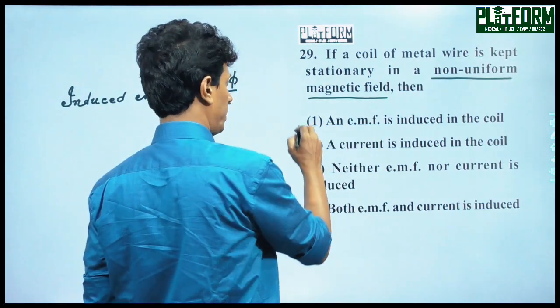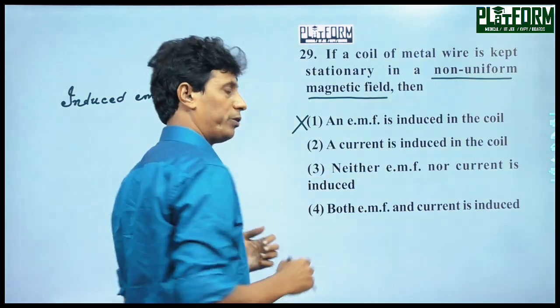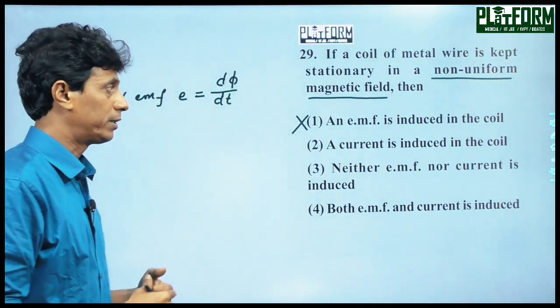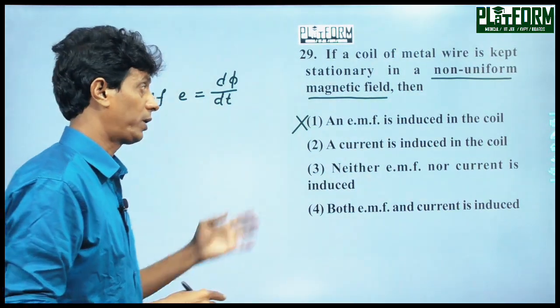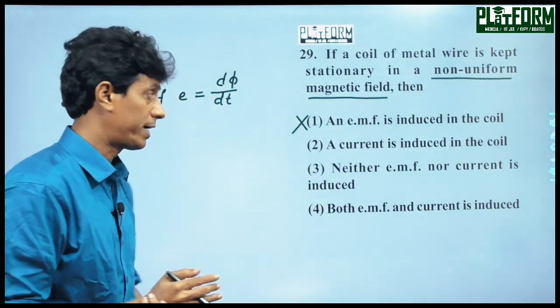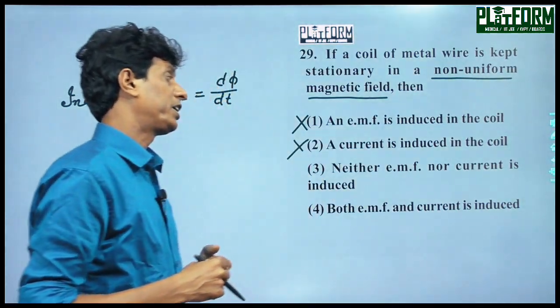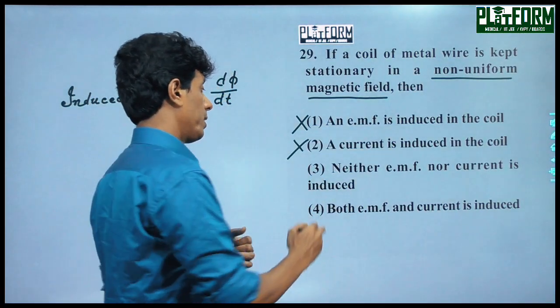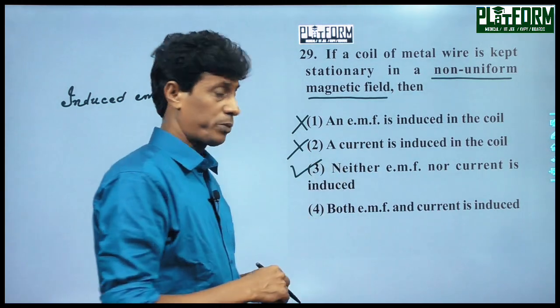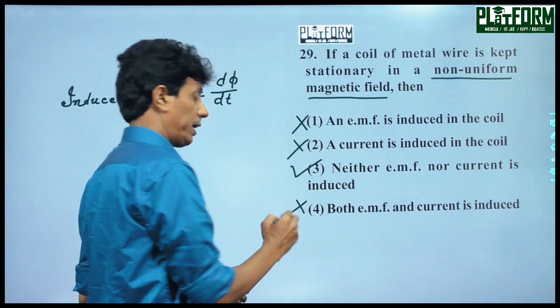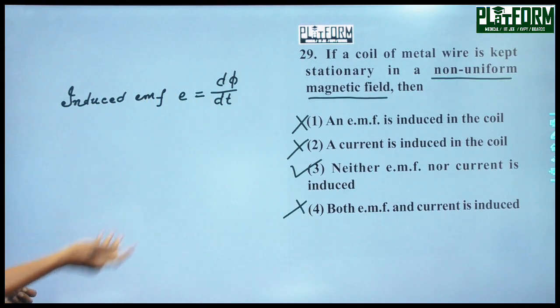If we want to get an induced EMF, then we need a time-varying magnetic field. So "an EMF is induced in the coil" is not the right option. "A current is induced": no question arises. "Neither EMF nor current is induced": 3 is the right option. "Both EMF and current are induced" is also not the correct option. Next problem.